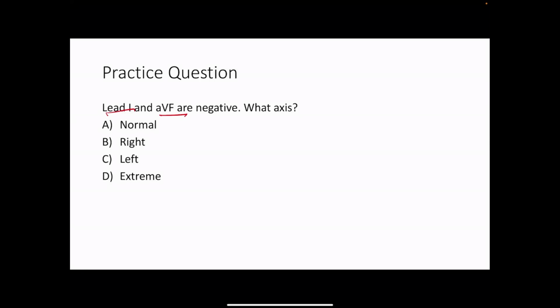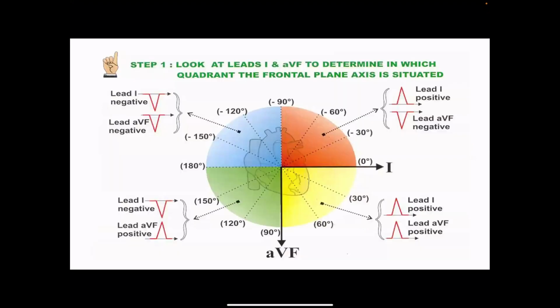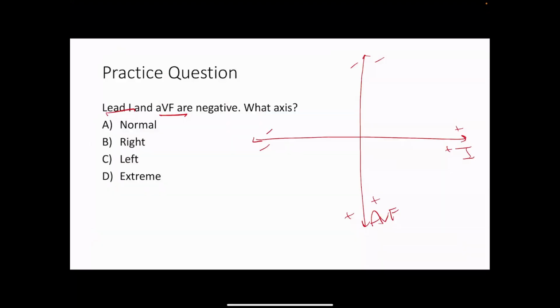Because both leads are negative, so? Yes. Both of them are. So I'll just draw it one more time just in case. Plus, minus. Lead one is negative, so we're here. So we're in this side. Lead one is negative, aVF is negative, so we're on this side. So extreme axis deviation.